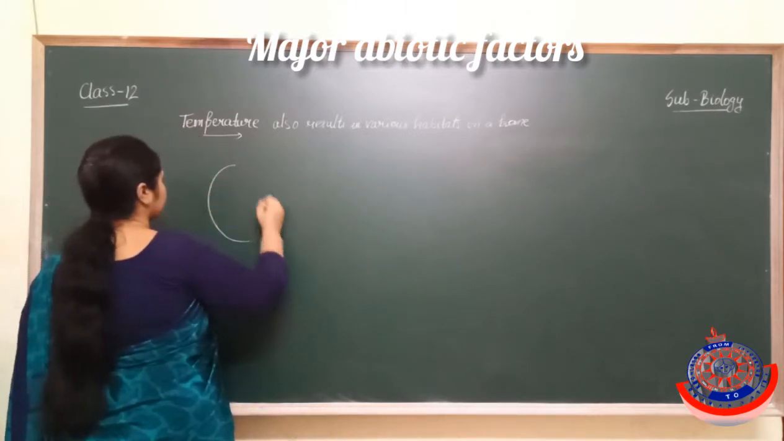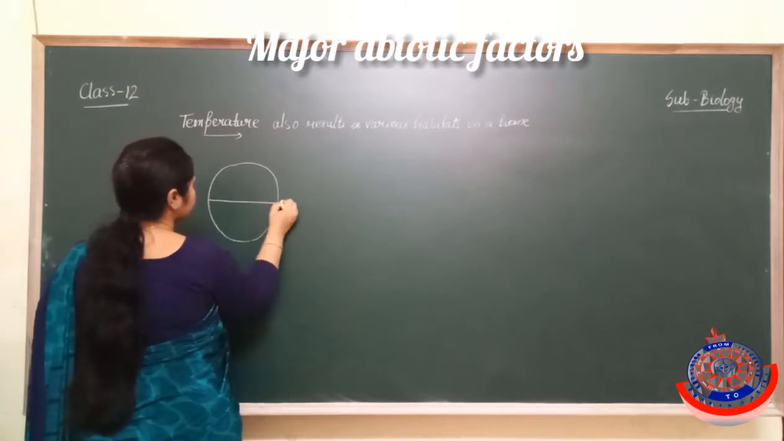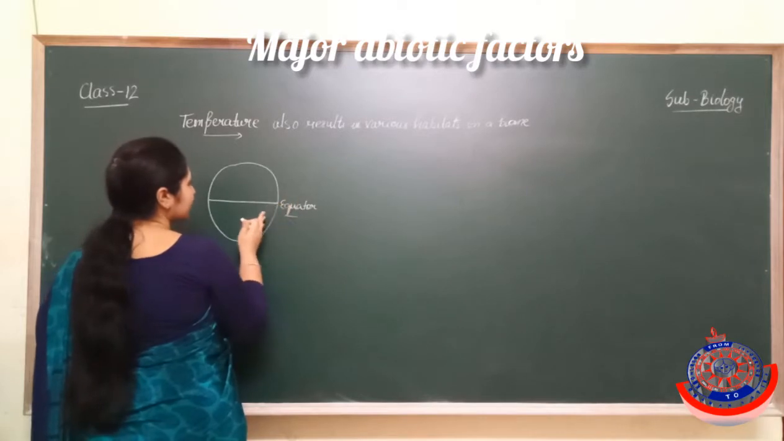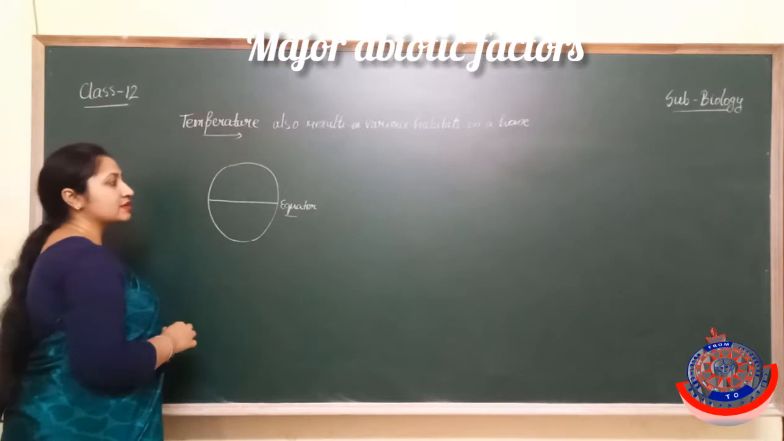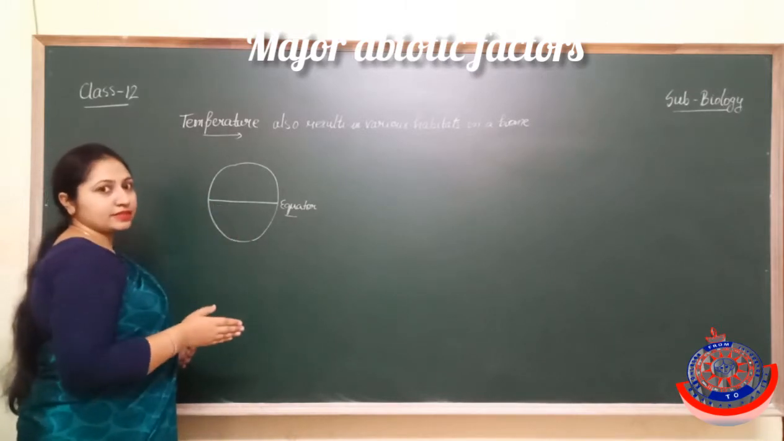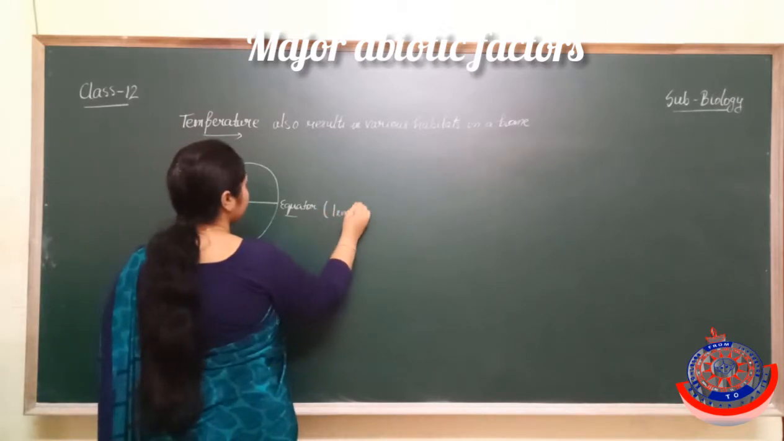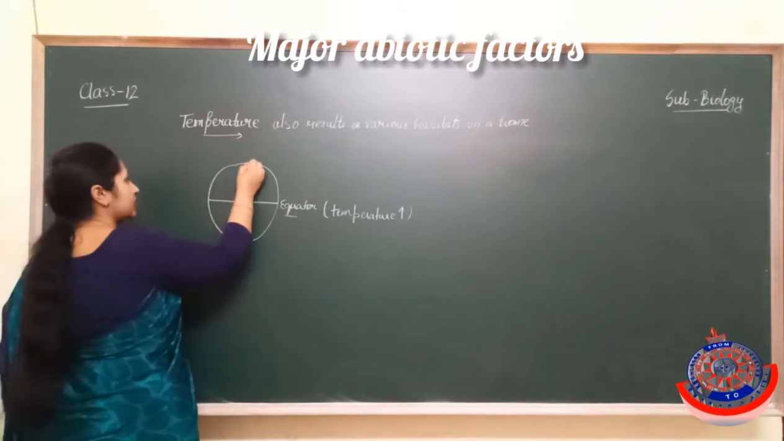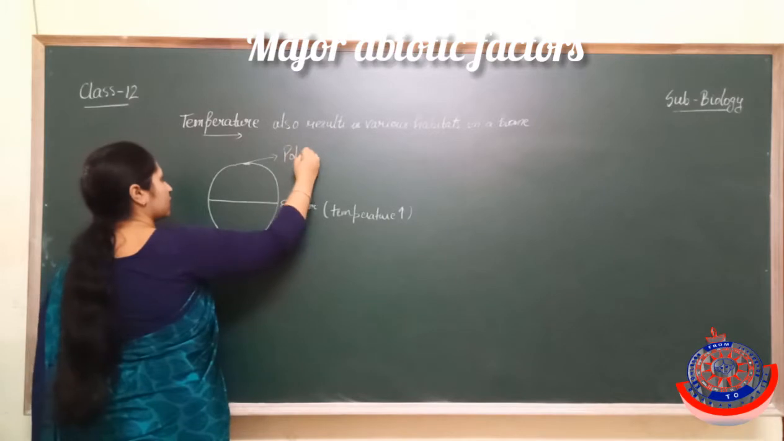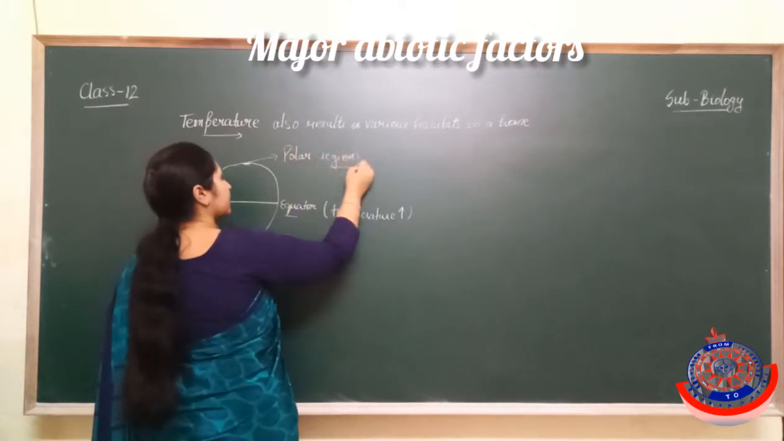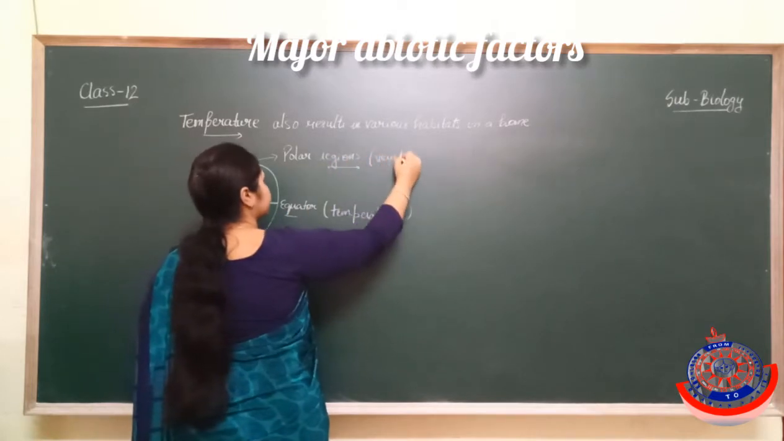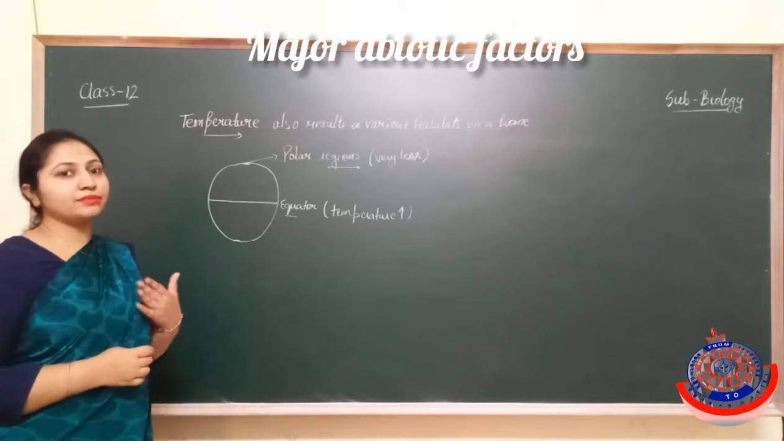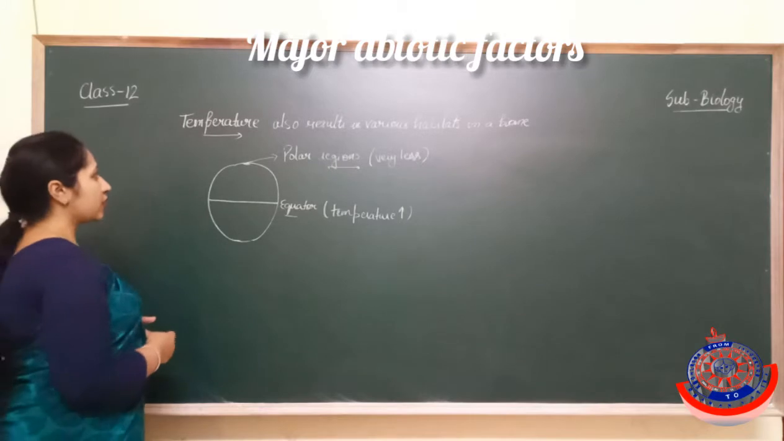Now what is the reason behind this? As all of you know, the equator region is very hot because it directly receives the sun rays, or you can say that the equator receives the maximum sun rays. So that's why the temperature always remains high at the equator region. And these are the polar regions. Polar regions have very little temperature, or it can even go beyond zero, meaning it can be less than 0 degrees Celsius also. So that's why these are known as the polar regions.